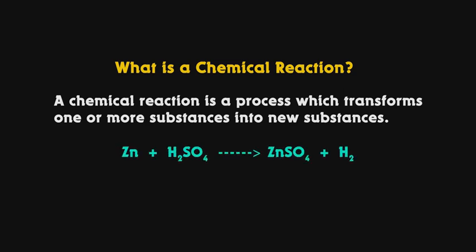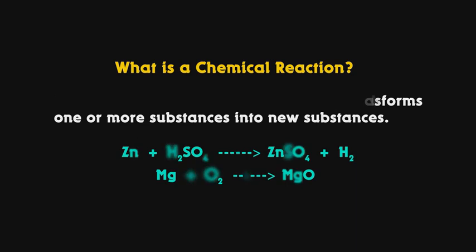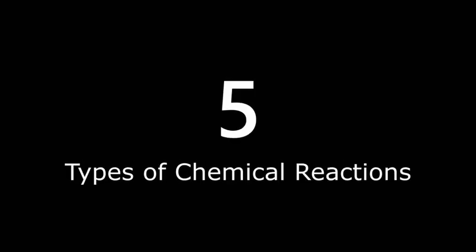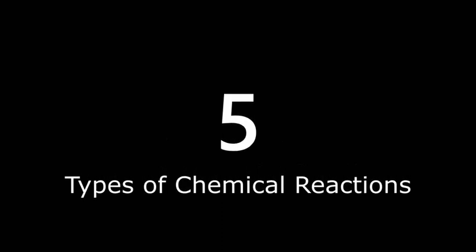When zinc reacts with sulfuric acid, that gives zinc sulfate and hydrogen gas. Similarly, when magnesium reacts with oxygen, that gives magnesium oxide. These are two examples of chemical reactions. Is that clear to you? Okay. Overall, 5 types of reactions are there.